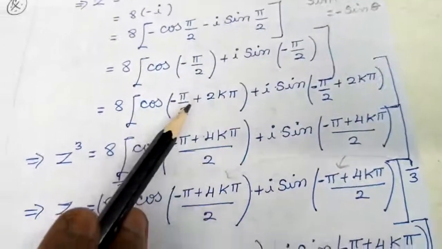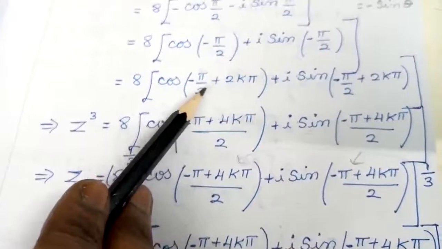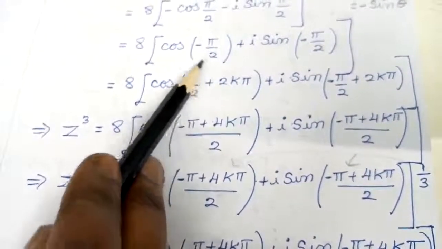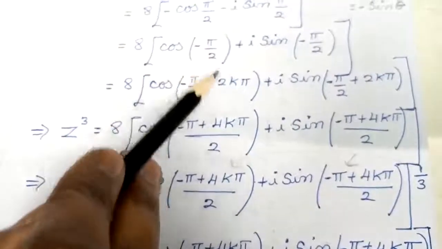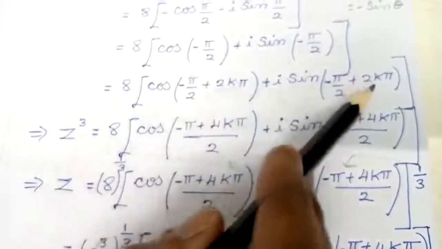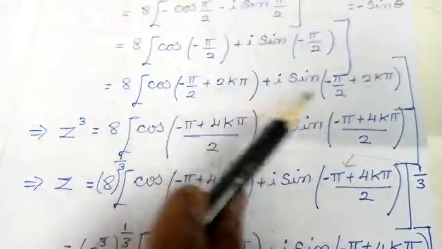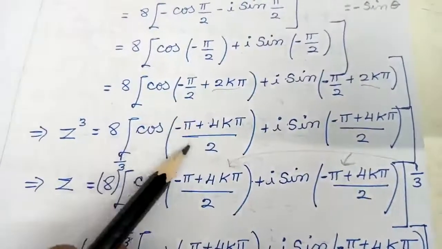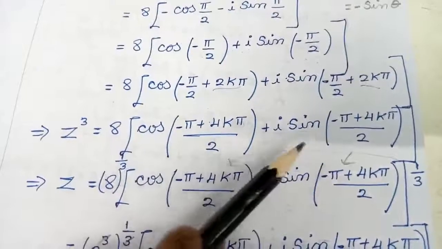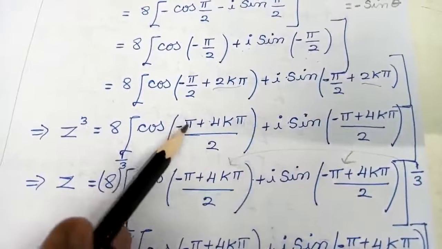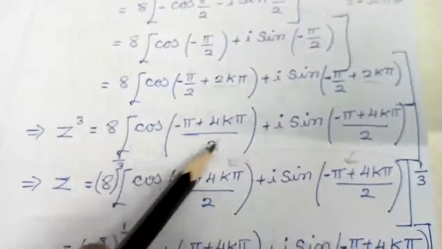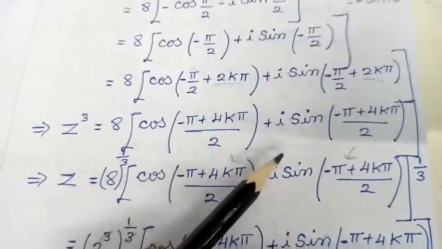Next, this is the way of doing the sum, adding 2k pi in the angle. Same step, but I am going to add 2k pi inside these angles. After adding, you cross multiply. After cross multiplying the term, you will get it in this format, that is minus pi plus 4k pi by 2. The angle will be in this format.